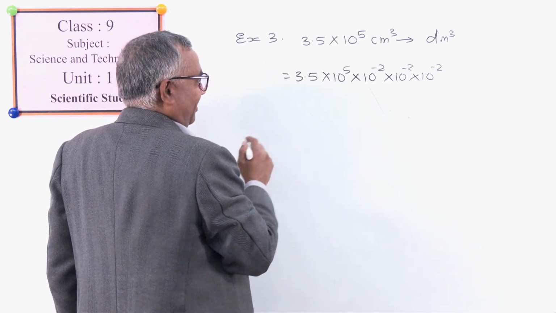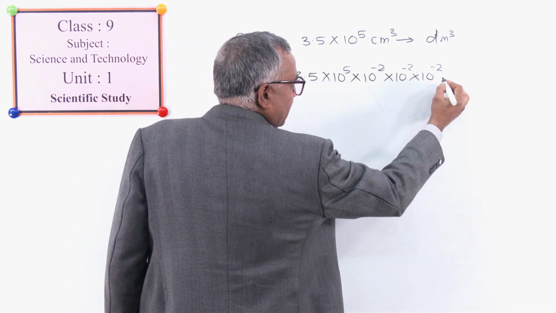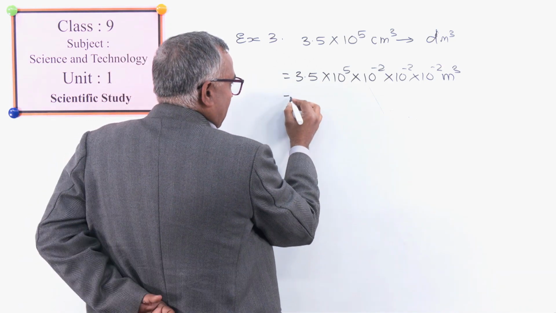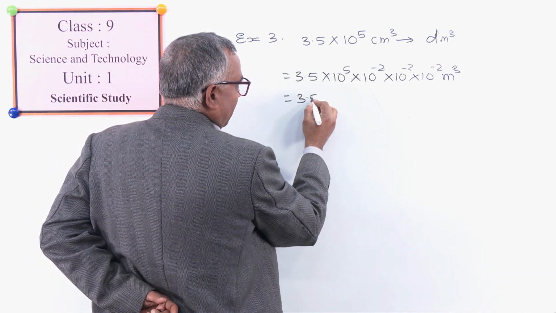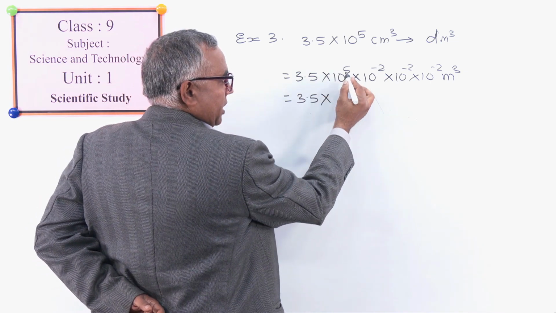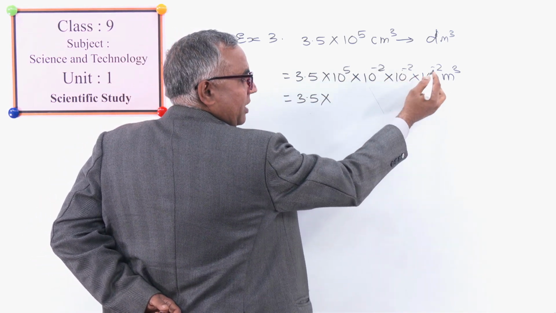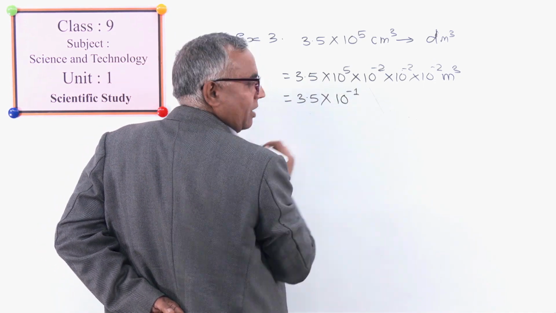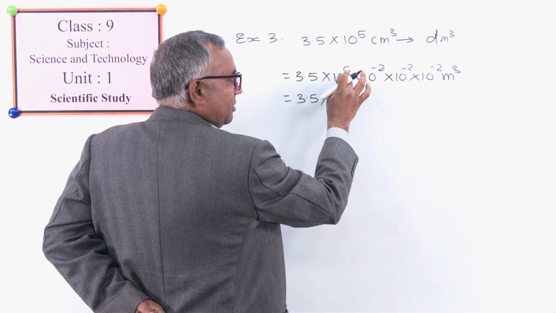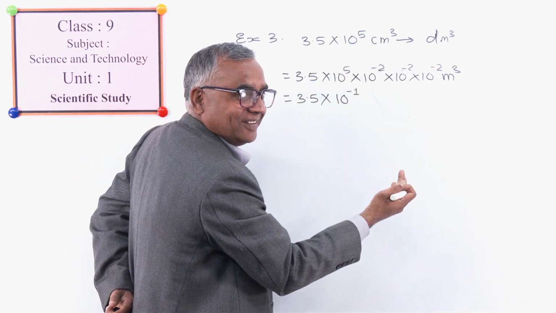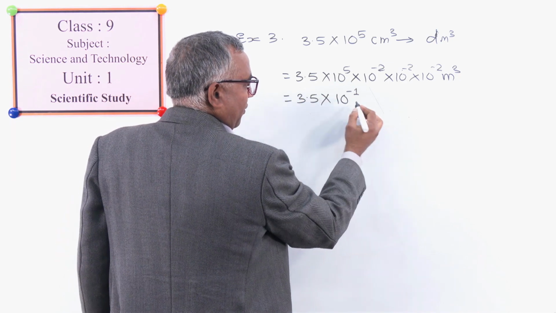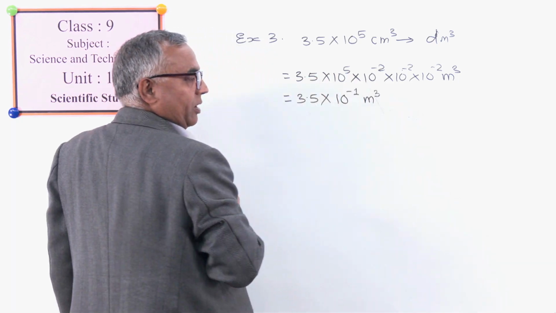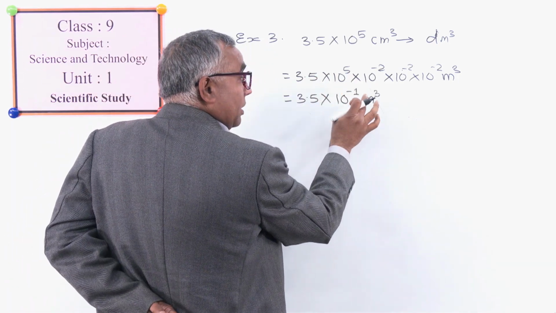In that condition, if you are writing that, it will be meter cube, not decimeter cube, meter cube. What will you get? 3.5 into, it is 5 and it is minus 2, minus 2, minus 2, minus 6. So 10 to the power minus 1. How? Minus 6 plus 5. So what will you get? Minus 1. 3.5 into 10 to the power minus 1 meter cube. And here, it is not your target.